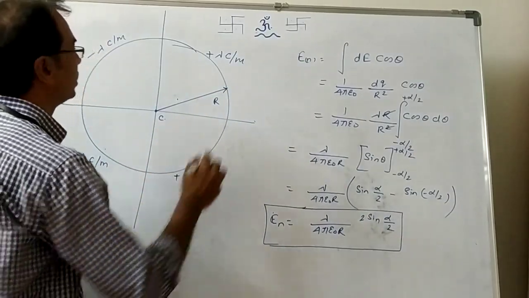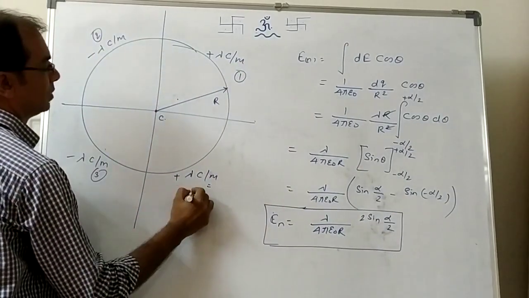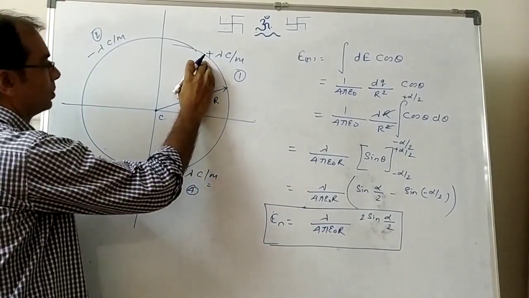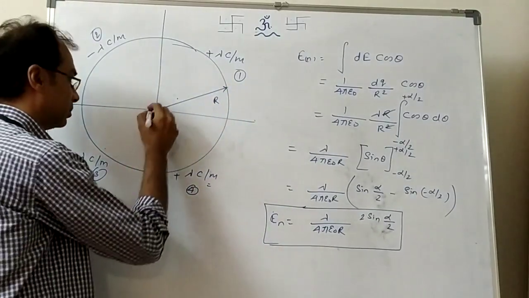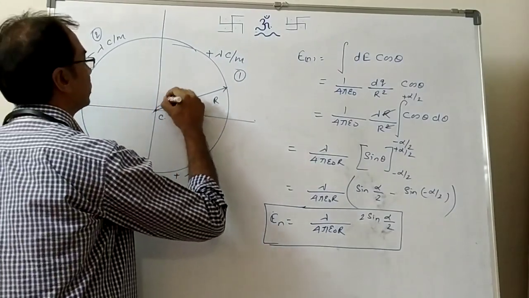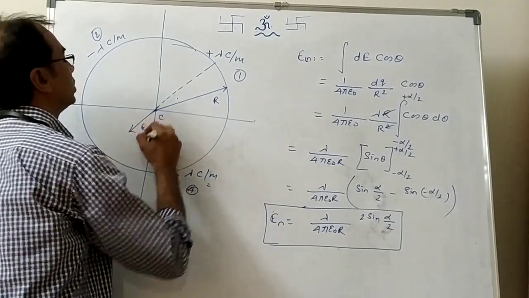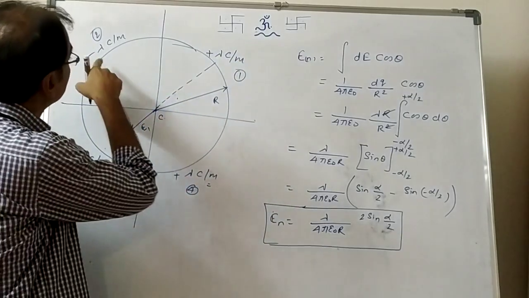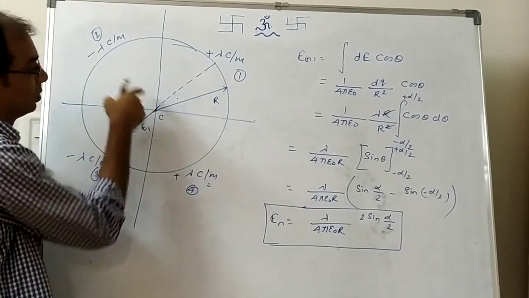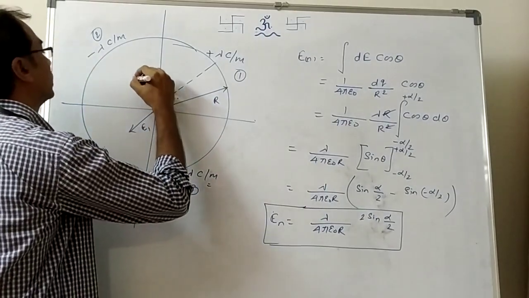Okay, if this is the first section, this is the second section, this is the third, and this is the fourth. Because of this plus lambda, what is the direction of the field? Not perpendicular, but along the bisector, so in this direction. I'll say E1 is in this direction. E2 is negative, so it is going to attract the plus 1 coulomb, so the direction will be towards the minus charge. So it will be like that. This is E2.